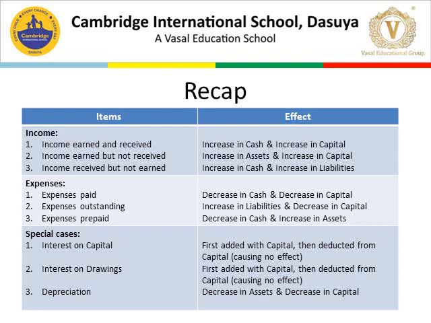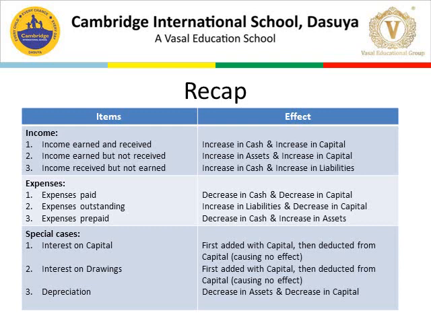There are three special cases. Number one, interest on capital. Interest on capital is first added with the capital and then deducted from the capital. Ultimately, it will not affect your accounting equation because once it is added, another time it is deducted, so the effect is zero. Second, interest on drawings. Interest on drawings is also the same, first added with the capital, then deducted from the capital. It will have zero effect on the accounting equation.